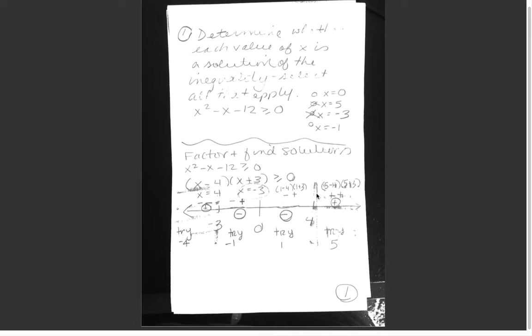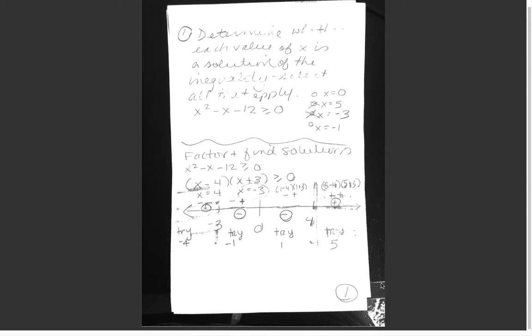In this region, greater than 4, I'm going to pick 5. I put it in the inequality. So 5 minus 4 yields a positive number. 5 plus 3 yields a positive number. A positive times a positive is a positive. So anything bigger than 4 that we select will make this inequality positive, and that's what we're looking for. We're looking for values of x that are greater than or equal to 0.